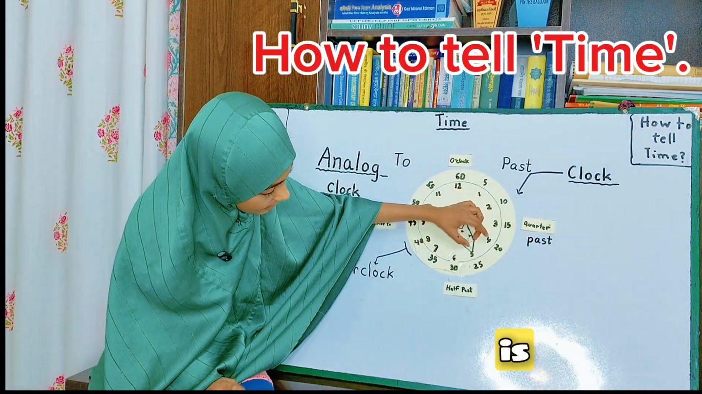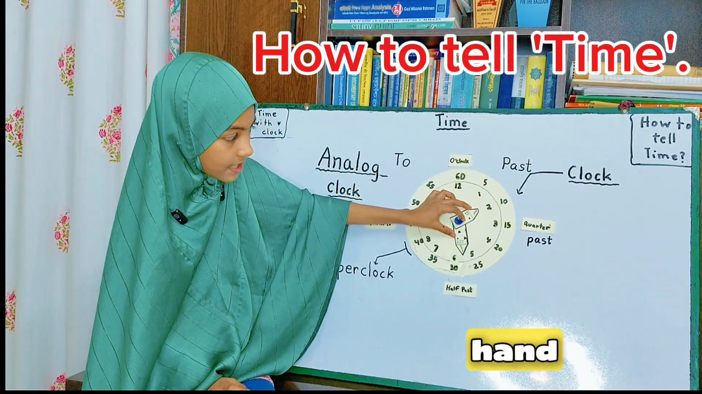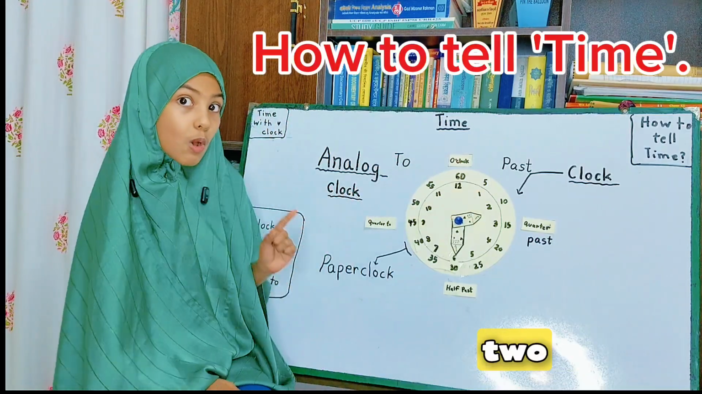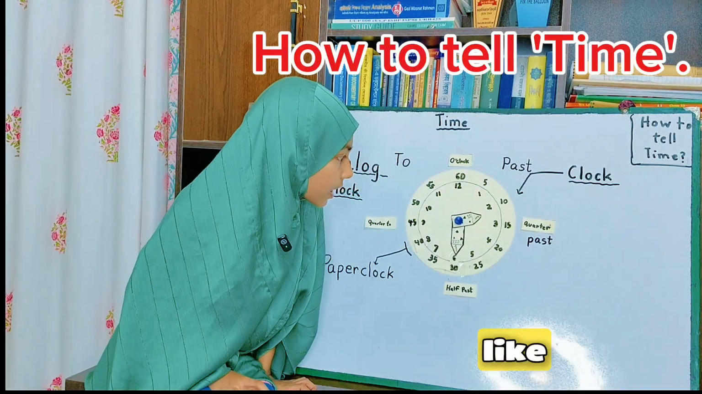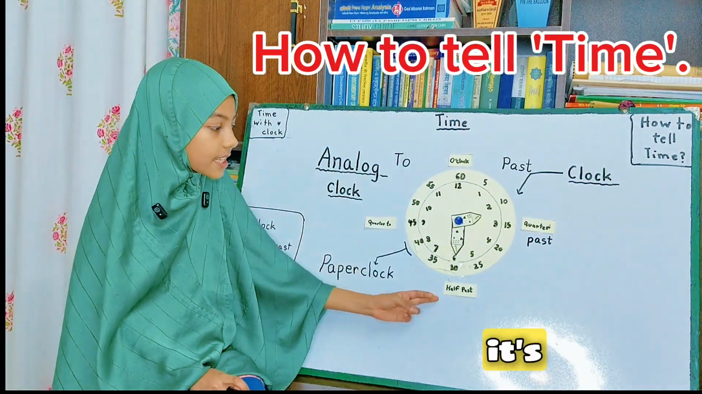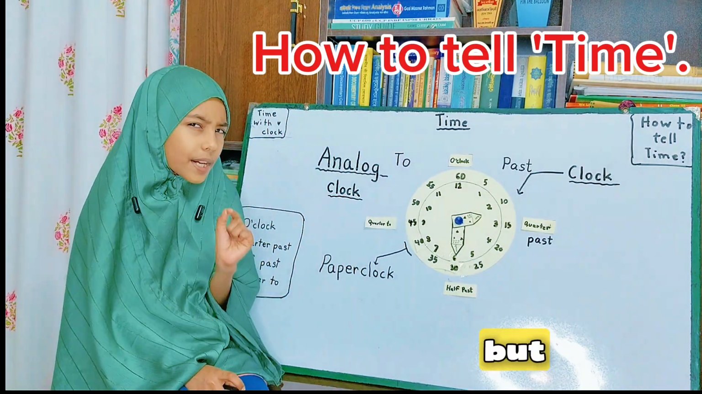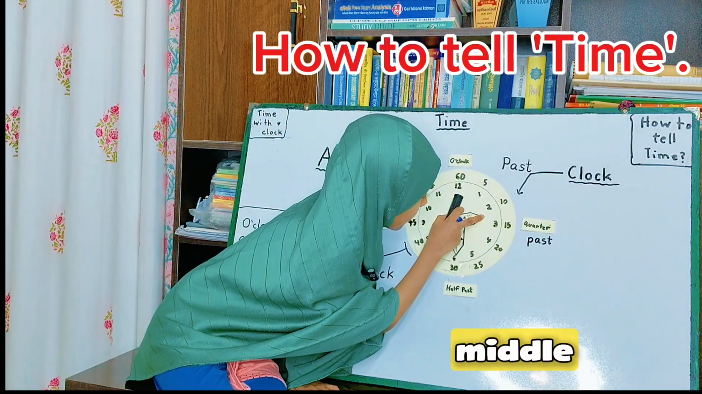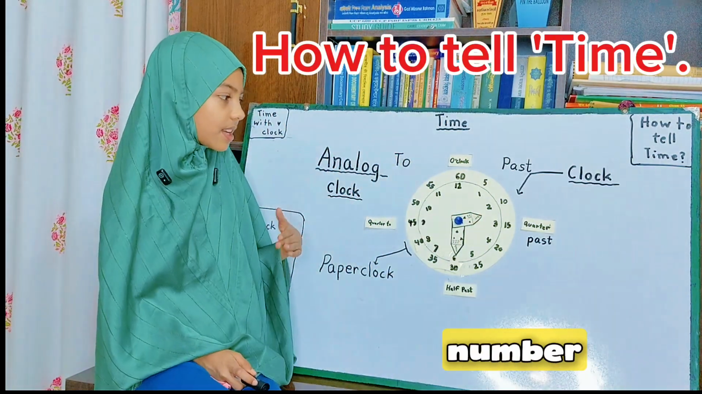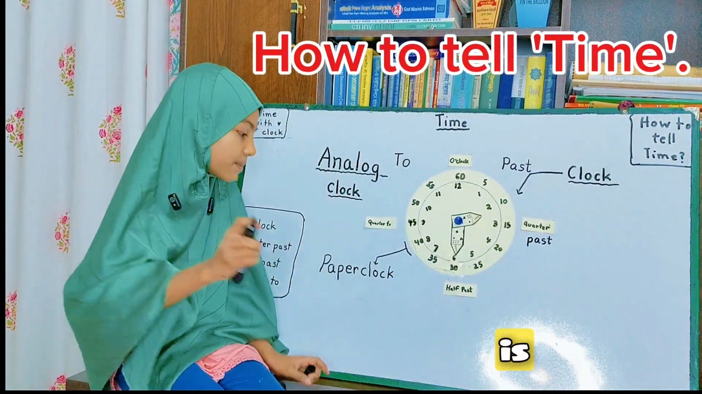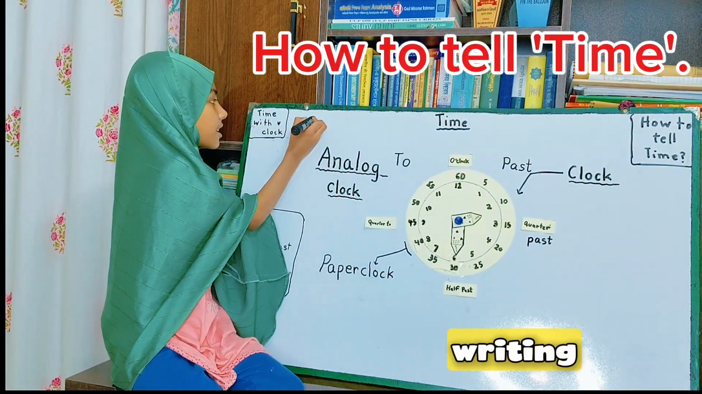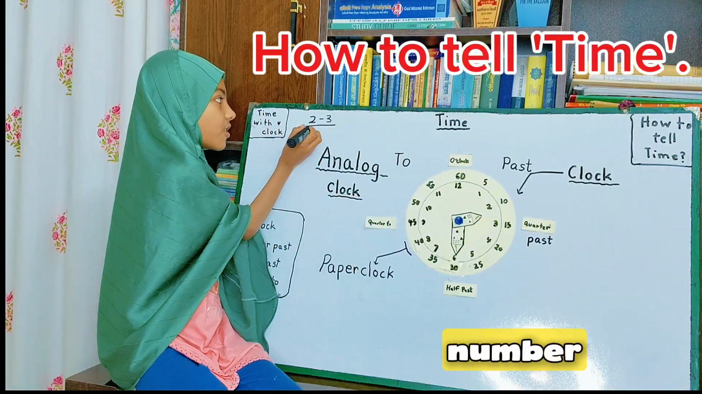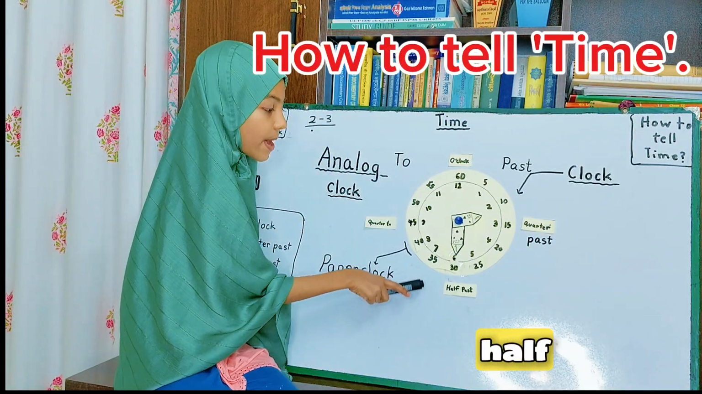So, if the minute hand is on 6, and the hour hand is between 2 numbers, like between 2 and 3, at that time, it's called half past. But there is a rule for it. It is in the middle, so we say the before number. I'm writing it here, 2 and 3. From these 2 numbers, the before number is 2. So we say half past 2.